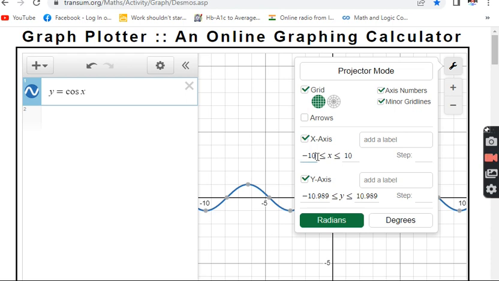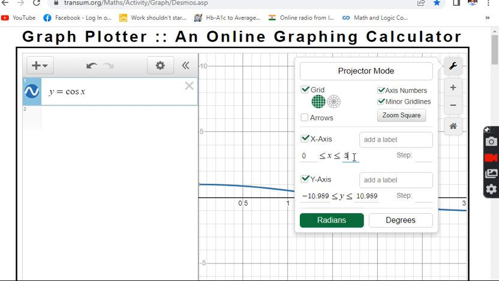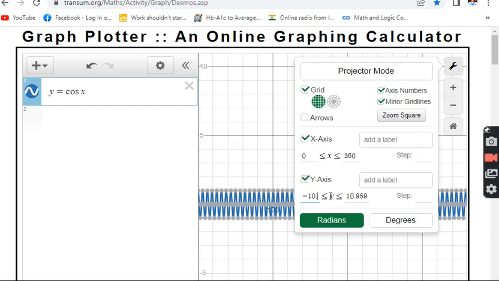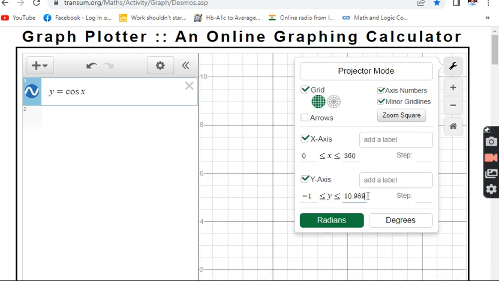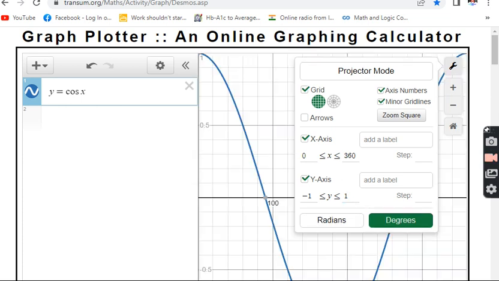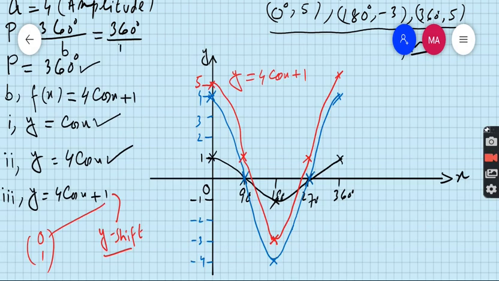Our angle is from 0 to 360 degree, and our value from minus 1 to plus 1. And we are talking about degrees. So this is our graph, the basic graph which we have drawn. You can see the blue black curve. So this is the graph.